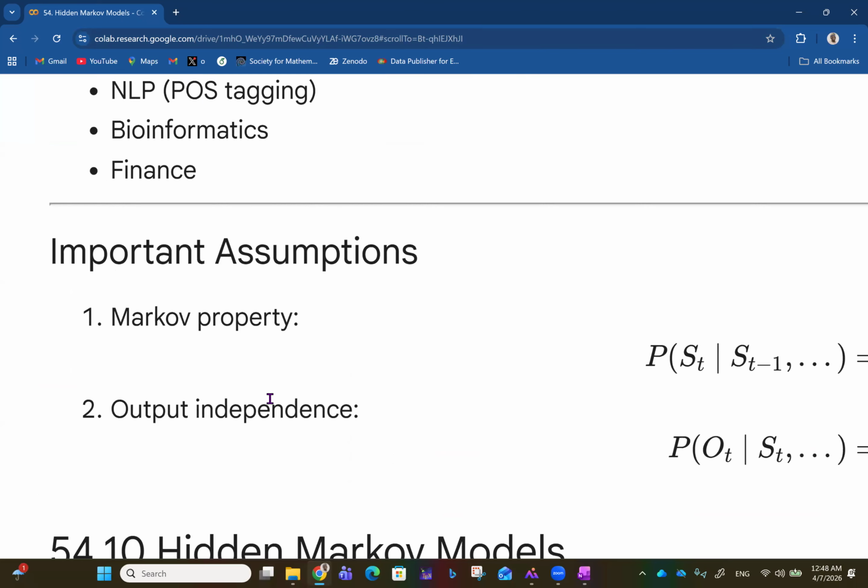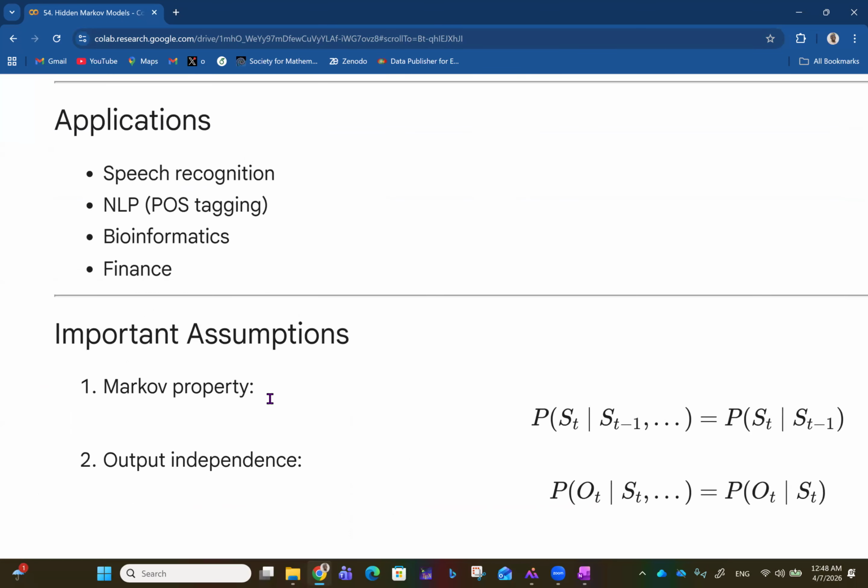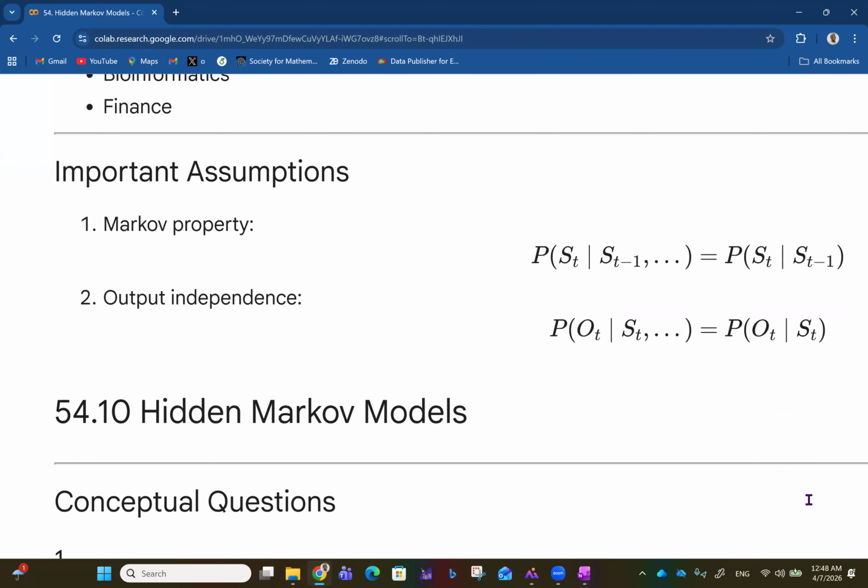So there are some important assumptions here. We have the Markov property. Of course, the Markov property simply tells you that the next state is only determined by the current state. The states before this current state do not matter in determining the evolution of the system. Then output independence: the probability of the observation at t given the sequence is simply the same thing as the probability of the observation at t given s sub t.